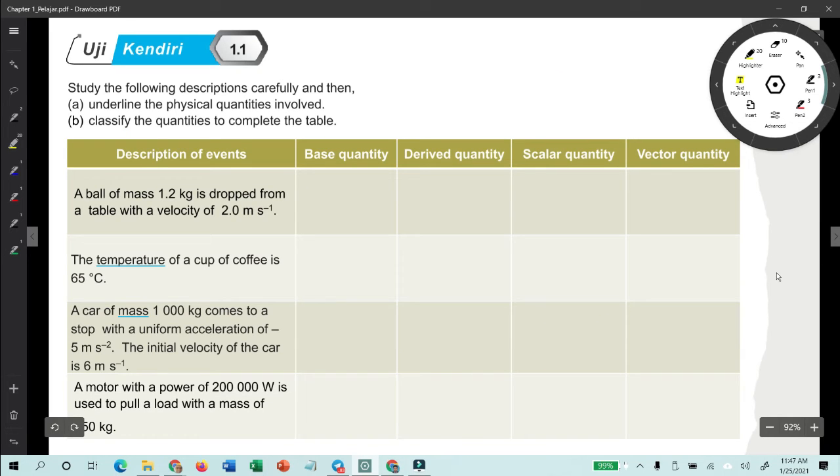So I want you to go through the descriptions or the situations given here, and then identify the quantities that are involved. Look at the first one. A ball of mass 1.2 kilogram is dropped from a table with a velocity of 2.0 meter per second. So remember, you have to look for physical quantities. What are physical quantities? Quantities that can be measured. So what are the quantities that can be measured in this case?